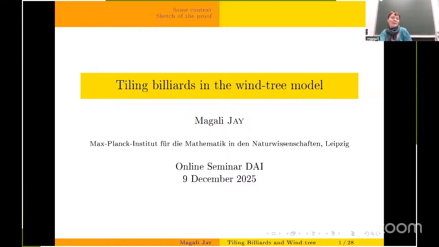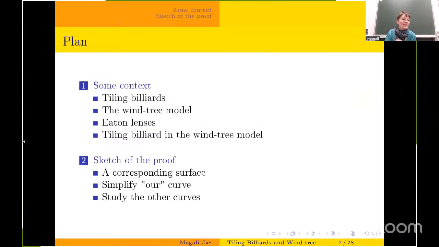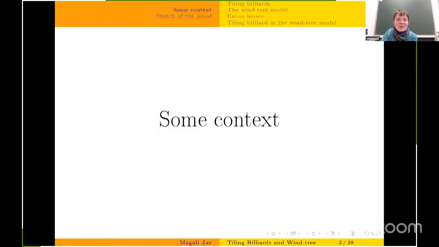So I will talk about billiards, but a new type of billiards. I will introduce them and a few other dynamical systems. And then I will study kind of a mix of all these dynamical systems and present you a sketch of the proof, which will use not translation surfaces, but half translation surfaces, which are almost translation surfaces.